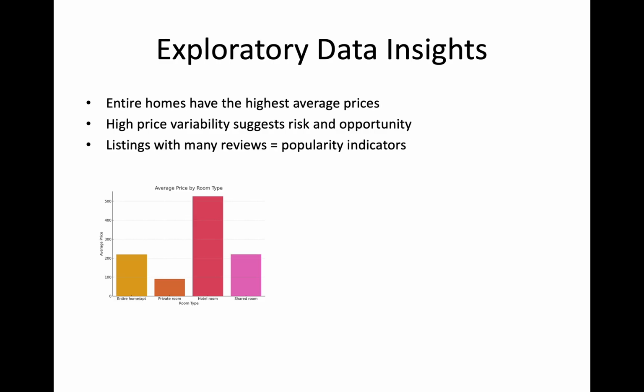When looking at different room types, I found that entire home/apartment listings consistently had higher average prices in comparison to other room types. There was a lot of price variability in the data, suggesting opportunity but also risk. The median number of reviews per listing was 31, which gave me a sense of listing popularity, and you can see all of this data in the table listed below.